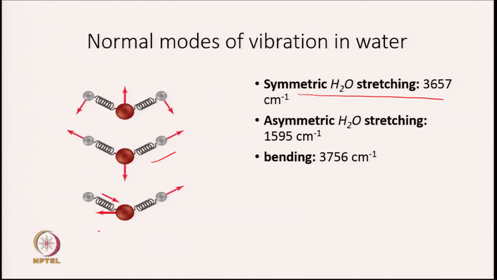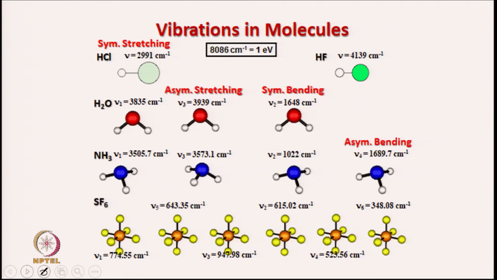Then you have asymmetric O-H stretching, which means one bond is going in this direction, then the movement of the other bond will not be symmetric, it will be just in the opposite direction, and so you have asymmetric O-H stretching which has vibration around 3756 centimeter inverse. And the last one is the bending vibration, and that happens around 1595 centimeter inverse. Here in this you can see there are several different molecules and their vibrational wave numbers are given.